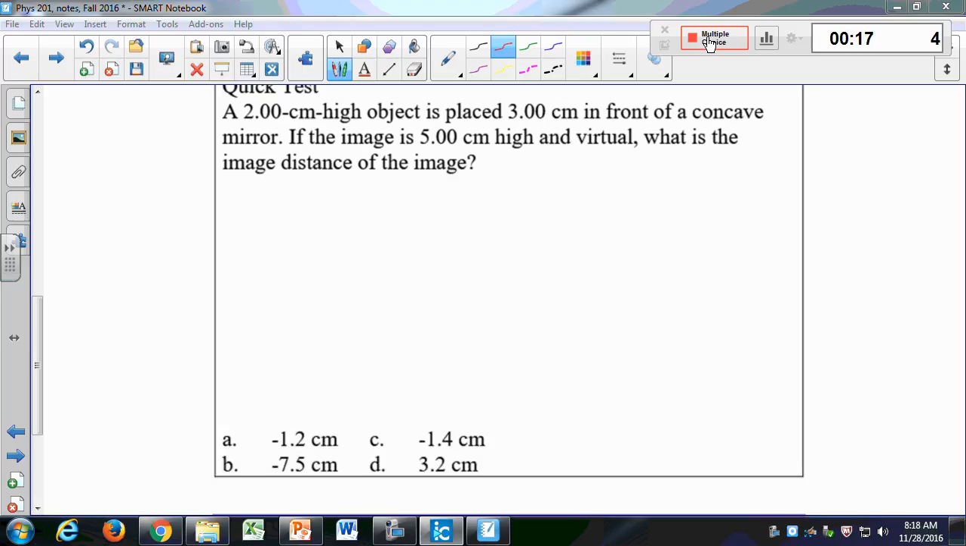Think about how those equations all interact with one another. You want to start this problem just by writing down everything you know. Writing down, what is this 2 centimeters? What is this 3? What is this 5? What does it mean that it's virtual? What does that tell you about the sign of the object?